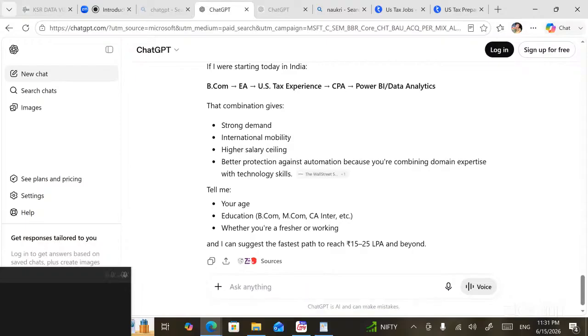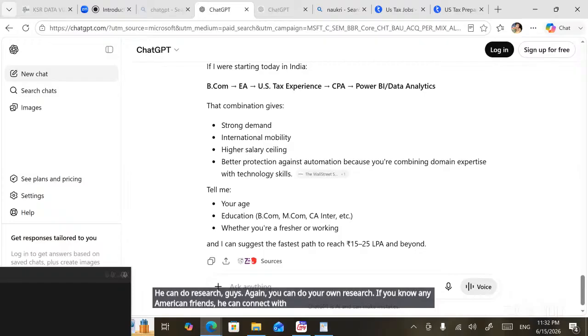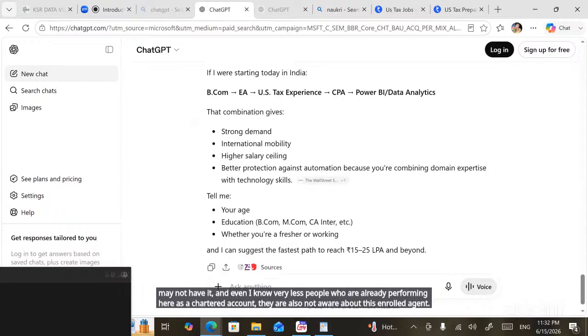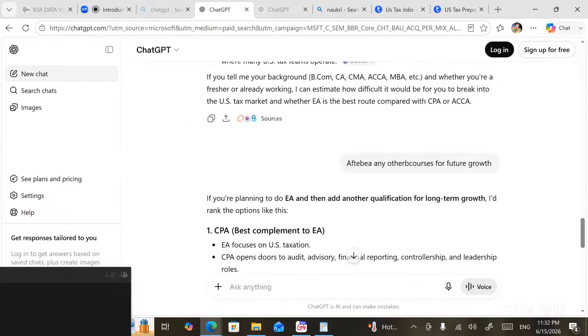You can do research, guys. Again, you can do your own research. If you know any American friends who are actually working, you can connect with them. Freshers may not be aware, and even I know very few people who are already working here as chartered accountants. They are also not aware about this enrolled agent.